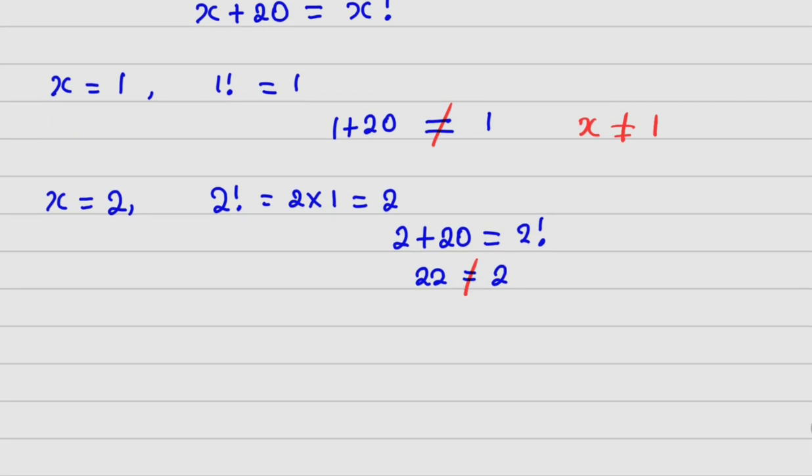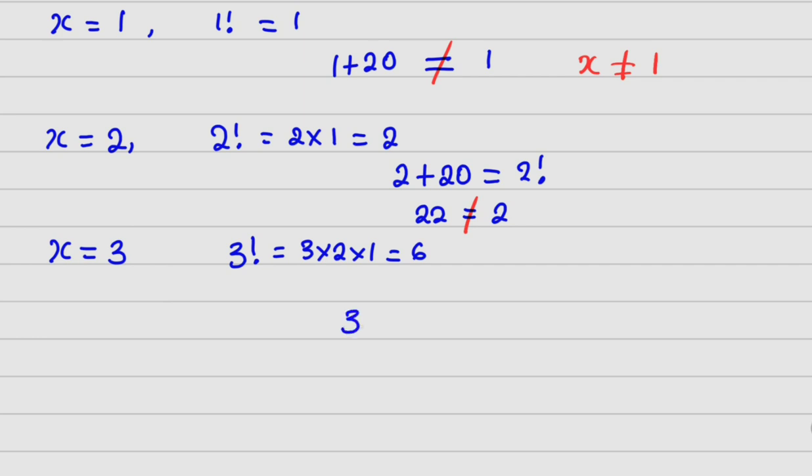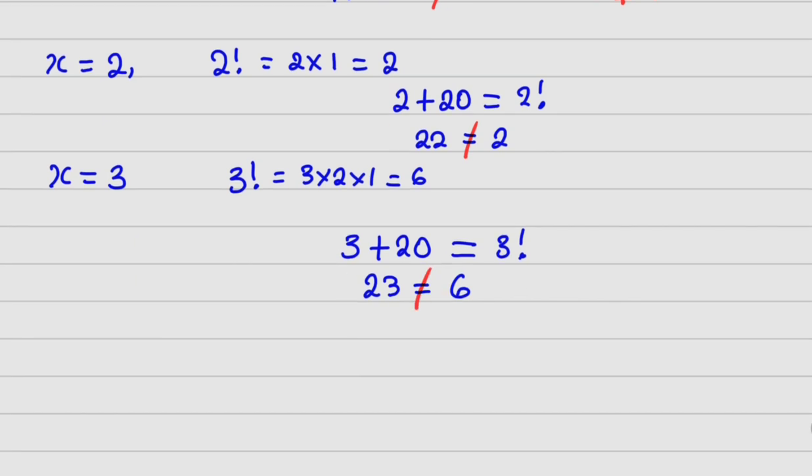It cannot be. So let's test x is equals to 3. So 3 factorial is going to be 3 times 2 times 1, which is equals to 6. So let's test. Do we have 3 plus 20, which is 23, equals to 3 factorial? Is it the same thing as 6? Never, it is not. So we take it out. Doesn't make sense.